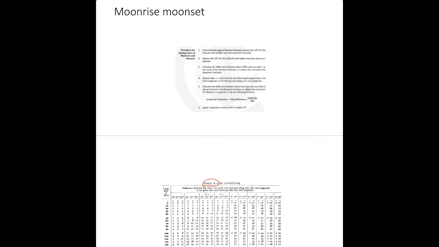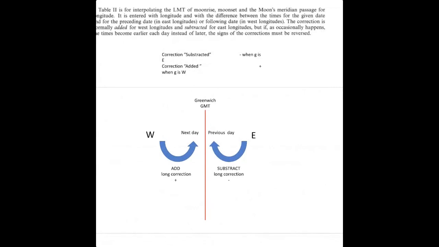Now, when we calculate moonrise and moonset, to get correct values we will need to interpolate with either the previous day or the next day, depending on where you are, whether you are in the east or in the west. When you are in the west, you have to interpolate with the next day. When you are in the east, you have to interpolate with the previous day. So this means that you have to add your longitude correction when you're in the west, and you will have to subtract your longitude correction when you're in the east.